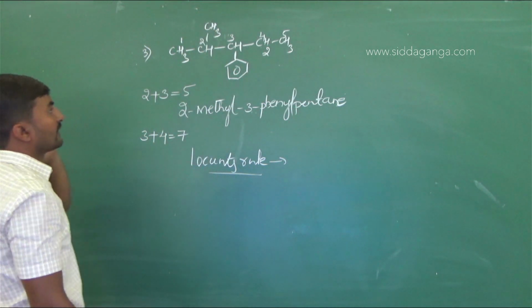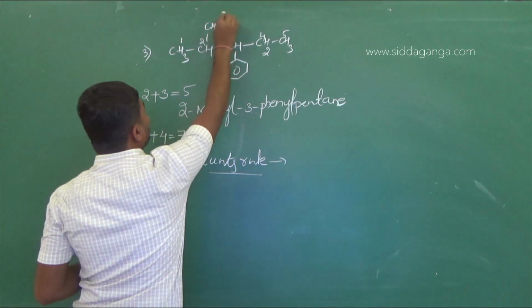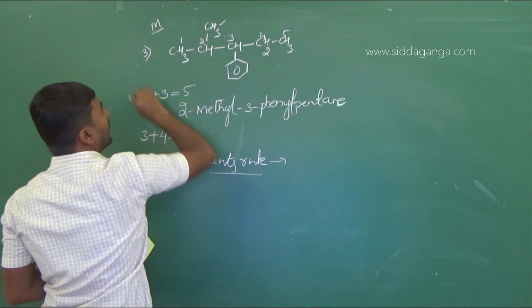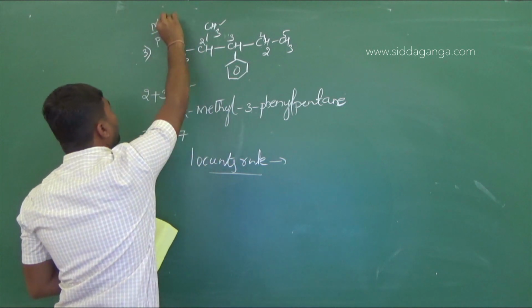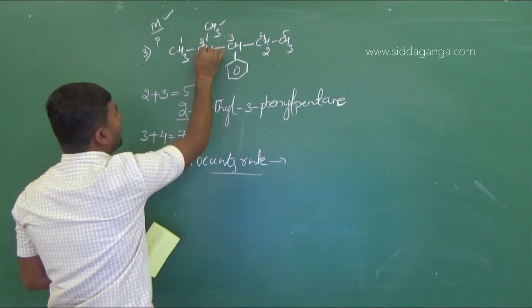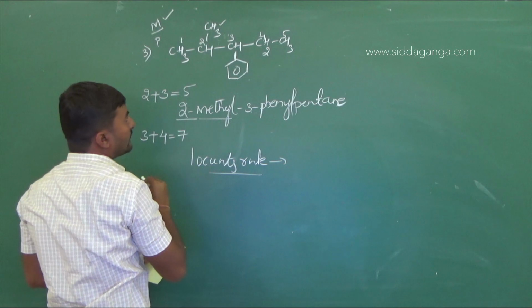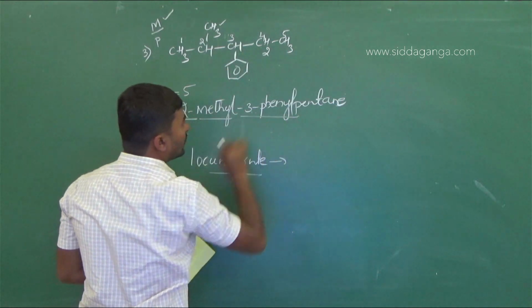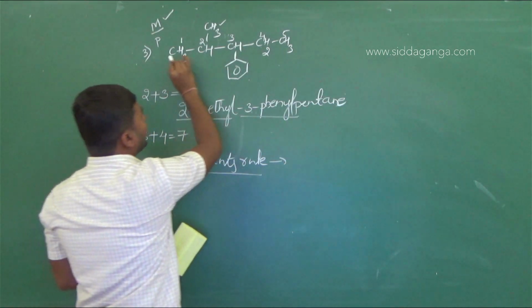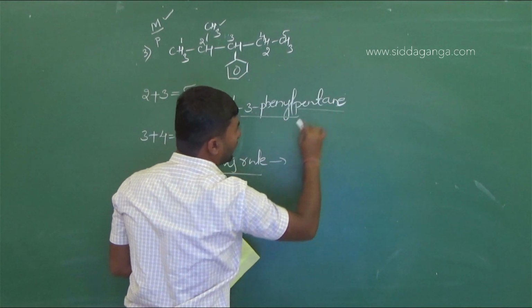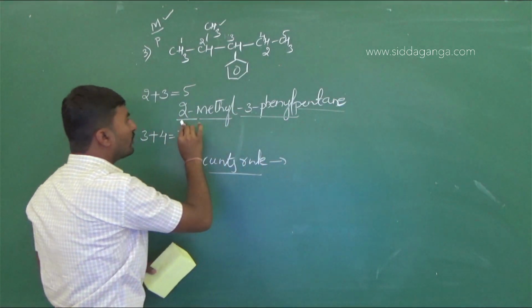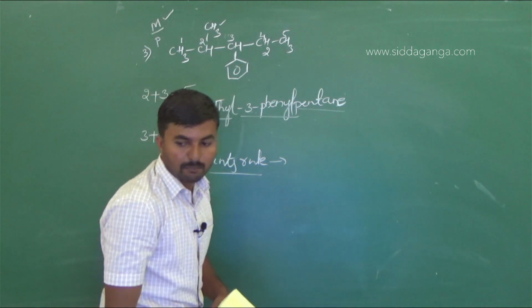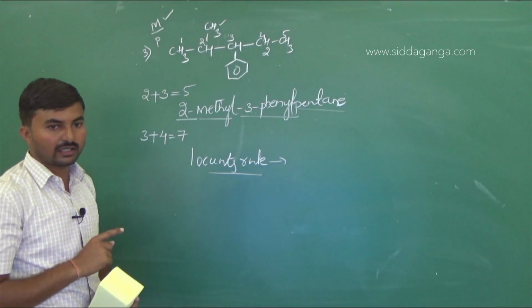So by considering this is methyl group M and this is phenyl group P, which comes first? M. That is why at the second position the methyl group is there, that is correct. At the third position the phenyl group is there, that is correct. And the parent chain consists of 5 carbon atoms with a saturated chain, that is why it will become 2 methyl 3 phenyl pentane. So that is the correct match.